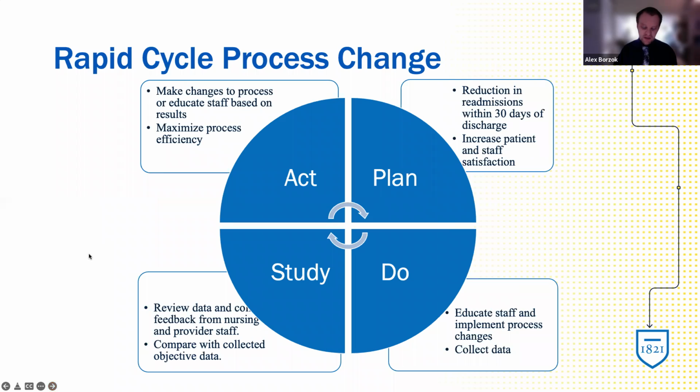The rapid cycle process change model, again, is what we're going to use when we have implemented the process and how we're going to evaluate the impacts of this process in real time and how we're going to respond to any changes that we need to make in the implementation, any changes we need to make in the education component of it, so that we can go along and we can fully implement and optimize this program for the clinic.